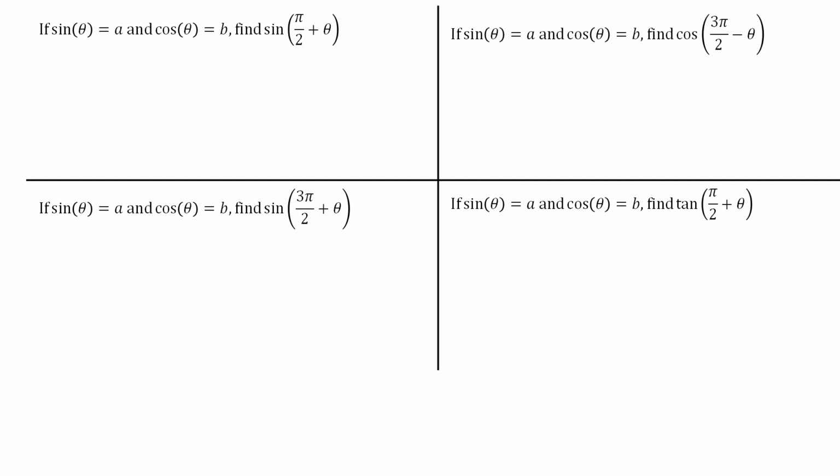So we're going to work through these examples before us. It says, if sine of theta is equal to a and cos of theta is equal to b, find sine of pi on 2 plus theta. What you're going to do is look here, and you can tell just by looking at this that we're in our second quadrant, aren't we? How do I know that I'm in my second quadrant?